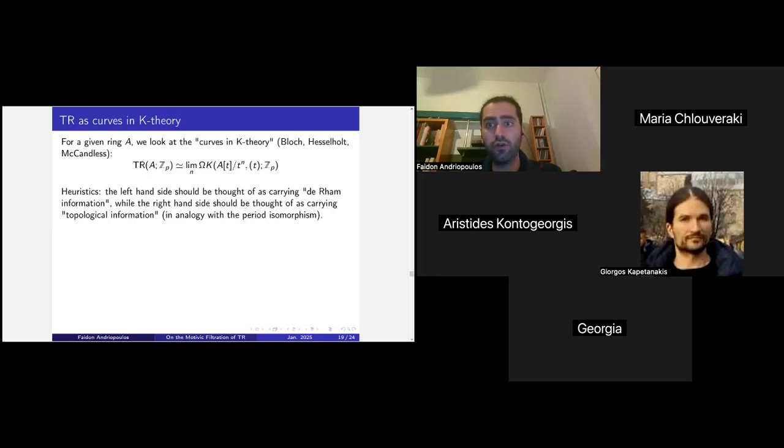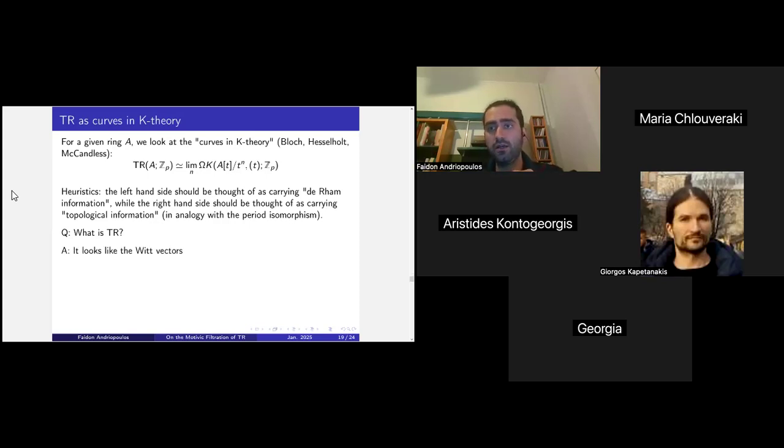One way to think of it is in terms of this comparison between two different types of data that we've already discussed. We usually think of K theory as carrying topological information. The left-hand side does not carry topological information; it carries de Rham information. So this equivalence, whatever this TR is that I have not studied yet, compares differential forms on the left-hand side with topological data on the right-hand side. So what is this TR?